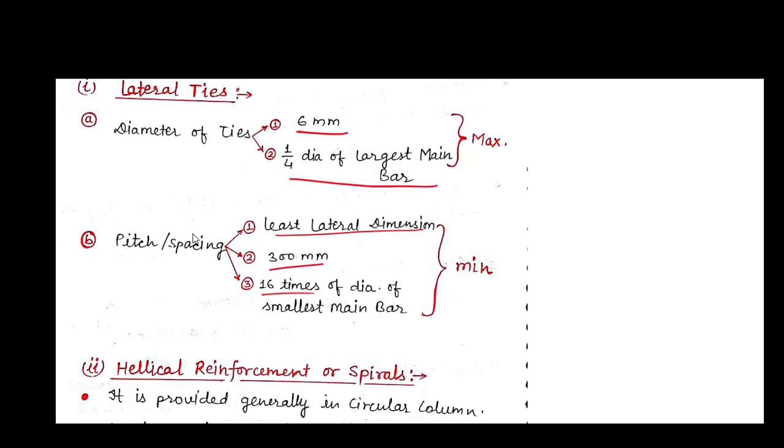So as you can see that spacing is provided for the minimum value and diameter of ties is taken as for maximum value. So you have to remember these points. It will be very helpful in designing the column.